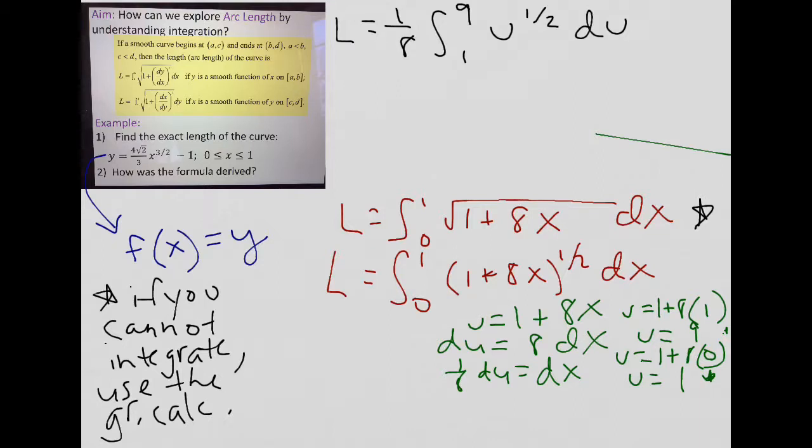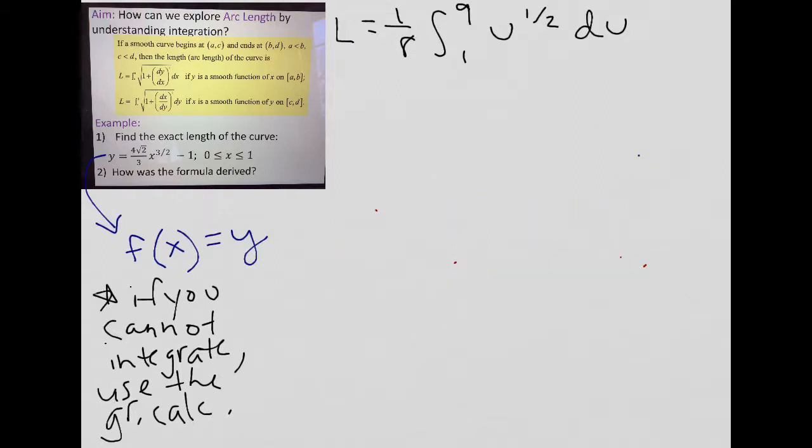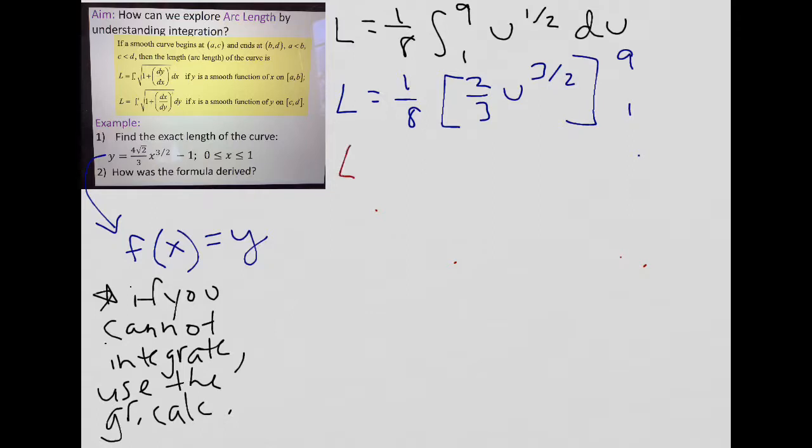So in this particular case, we can find the antiderivative here very easily. So we're going to have 2/3 u to 3/2 power. And we can plug in 9 and 1. Actually, we can pull out the 2/3 and multiply with 1/8. That way it'd be 1/12. That makes it a little bit easier to use. So we can plug in the 9 and plug in the 1.